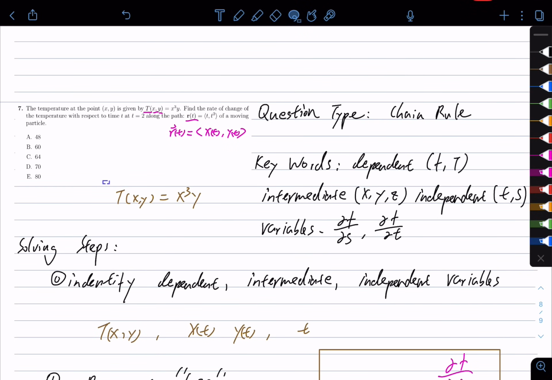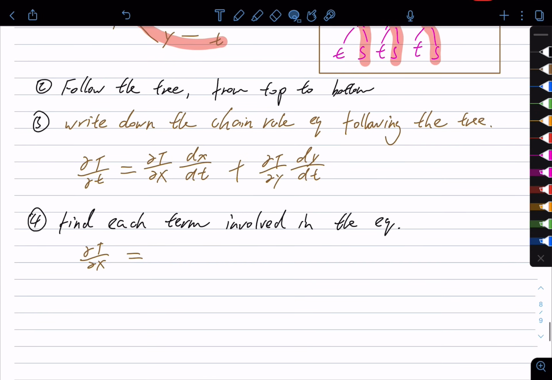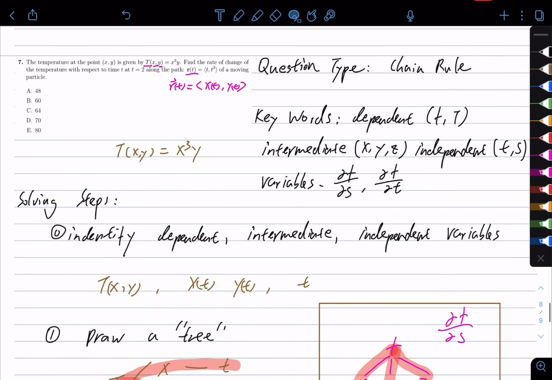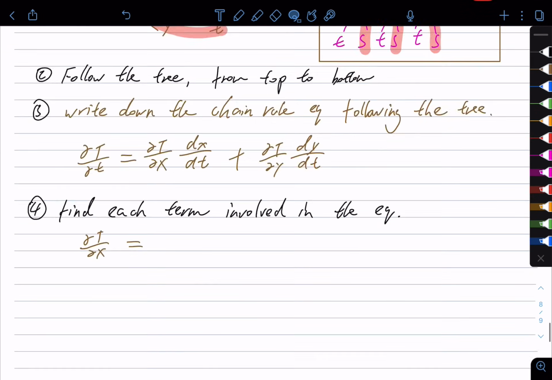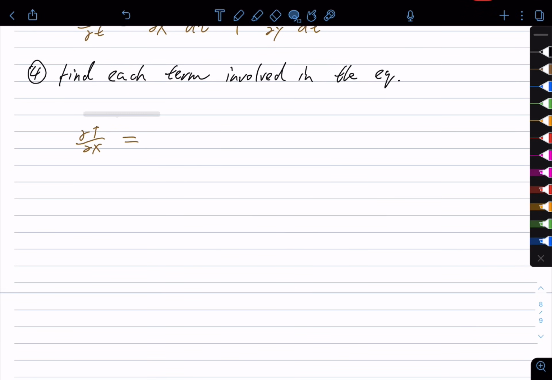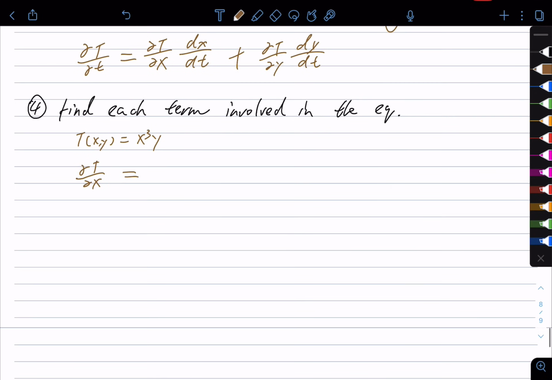We spent a lot of preparation just to get to this point. Oops, a little bit of mistake right there. Gonna copy this and put it down here. All right, f of x, y is this, and then partial f, partial x is gonna be 3x squared y. But we're not done yet.